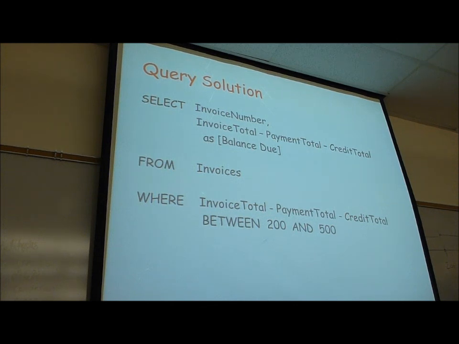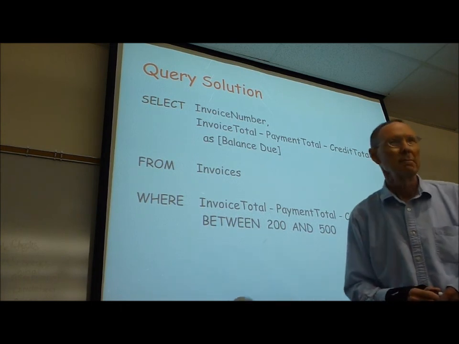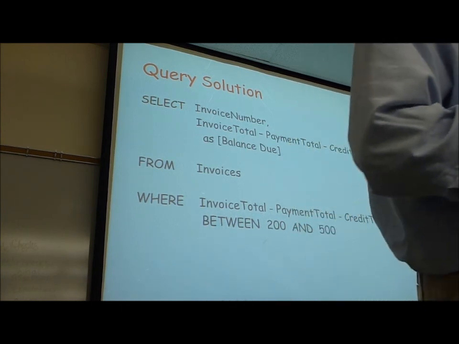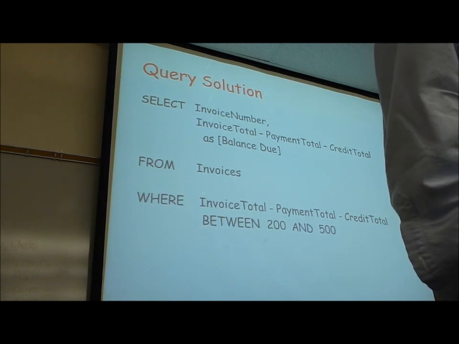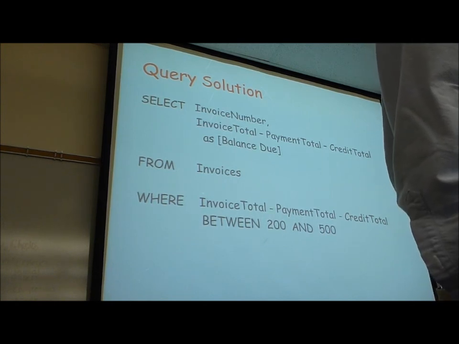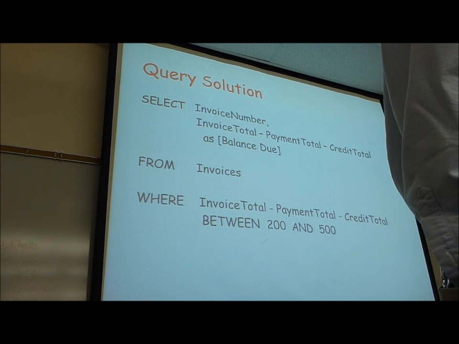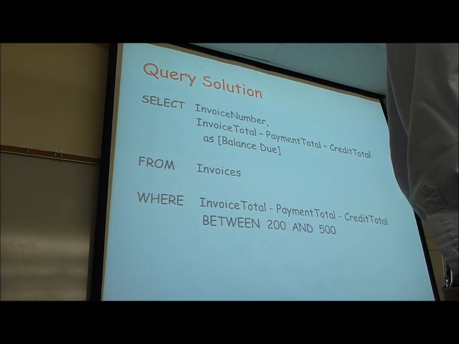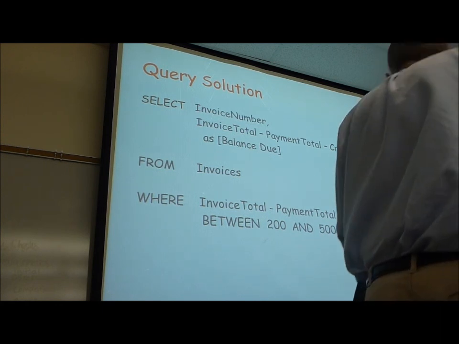That's like set stuff, but that's part of linear algebra. If you want to get 201 to 499, like you said, you could just say greater than 200 and less than 500. Yes, there are multiple ways to do it.